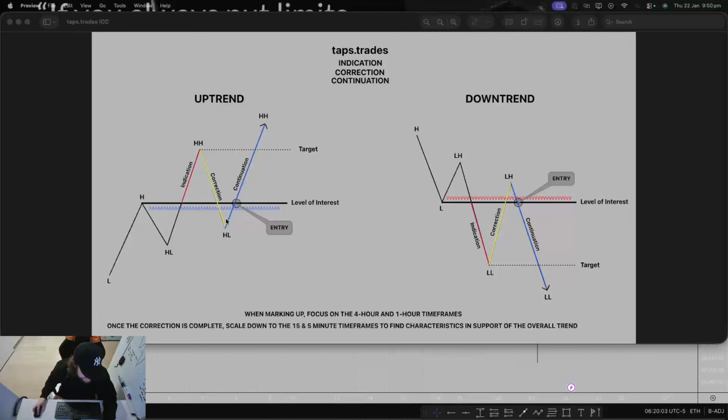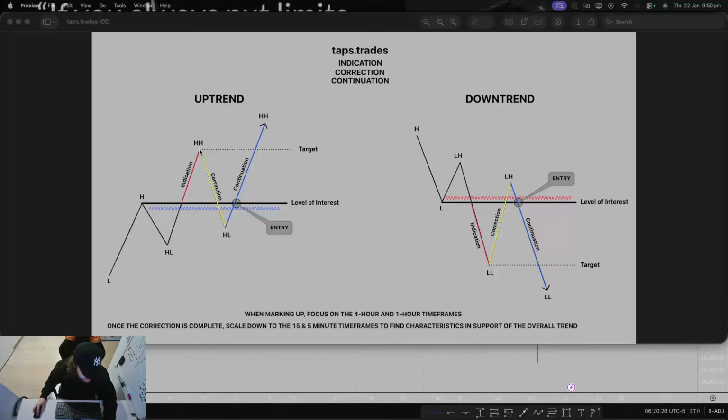Once we then see that on the smaller time frame, we then want to see price break above that level of interest, and we want to see that with a bit of velocity. We want to see price break through that level with conviction. At this point in time, we look to take an entry, and then we play out the third phase, which is the continuation phase. So in the continuation phase, we take an entry at this level of interest.